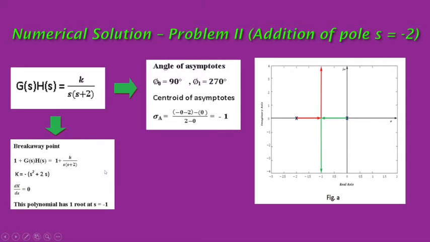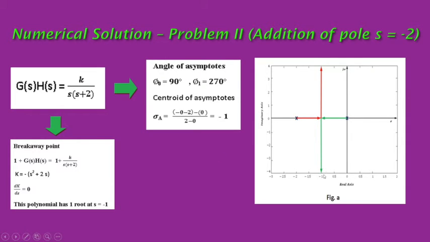Then find the break-away point. We know that using the characteristic equation 1 plus GSHS equal to 0. So 1 plus GSHS, so K by S into S plus 2. From this equation, calculate K equal to minus S square plus 2S. Taking the derivative with respect to S, dK by dS equal to 0. Then we get S plus 1 equal to 0. From this equation, the root is S equal to minus 1.